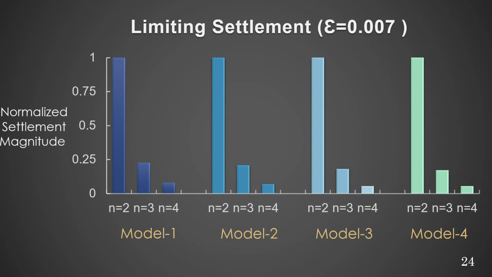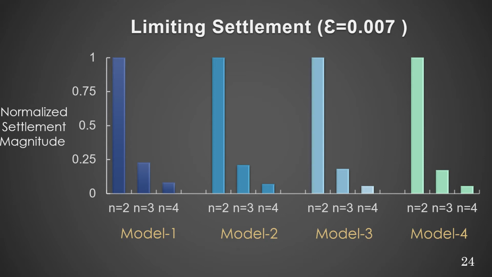In this slide, what we see on the x-axis is different tank models and different harmonic wave numbers. On the y-axis, we see the normalized settlement values which we got from finite element analysis corresponding to maximum strain of 0.007 in the tank structure. The normalization is done based on the value which we got for harmonic component n equal to 2. So the component n equal to 2 will have a value of 1.